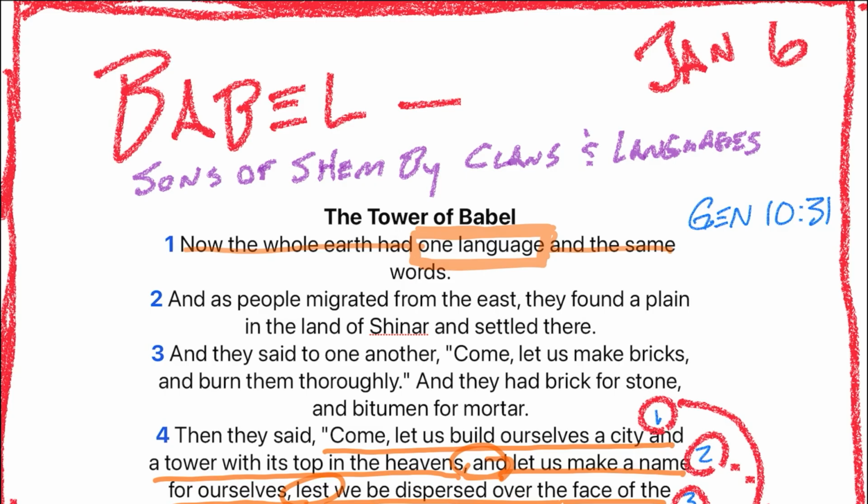Today we are in Genesis 11. It is a very interesting story, and one you were probably familiar with as a child. It's the Tower of Babel. And we're going to begin here in Genesis 11:1. Now the whole earth had one language and the same words.